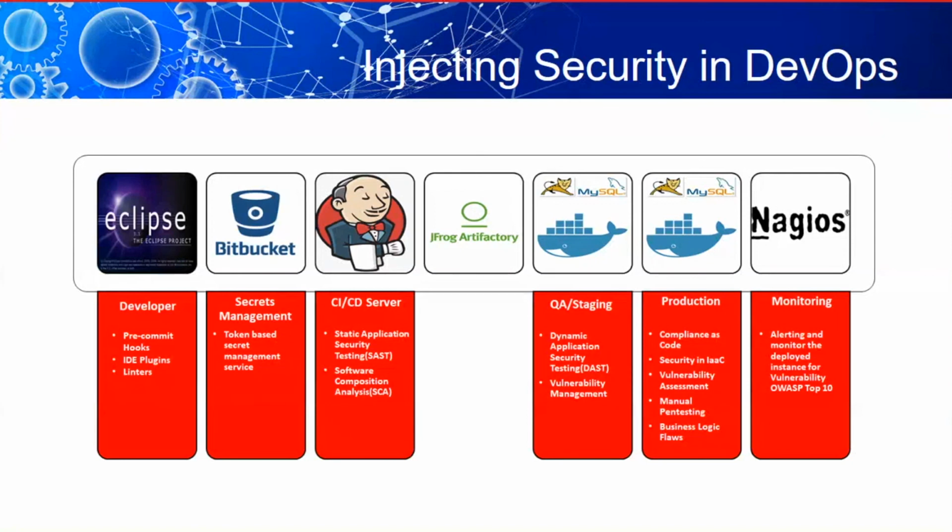Next comes manual penetration testing and business logic flaws. Though we perform automated dynamic security testing in the QA staging, it is also necessary to perform manual and business logic testing for a better security posture and to ensure that we do not miss any security flaws or vulnerabilities.